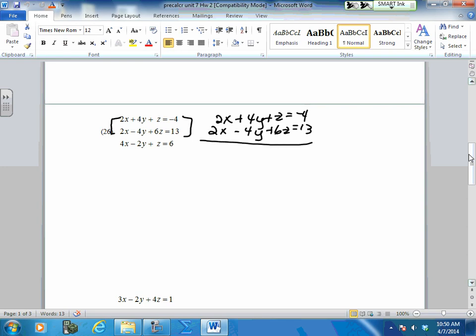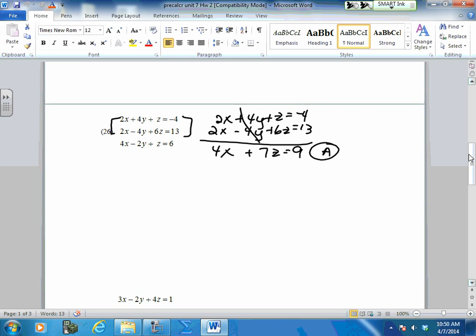So we get 4x, there goes the y, plus 7z equals 9. Okay? Aaron, give me 2 more. And you need to eliminate y. Pick 2 others. You pick one more set of equations.